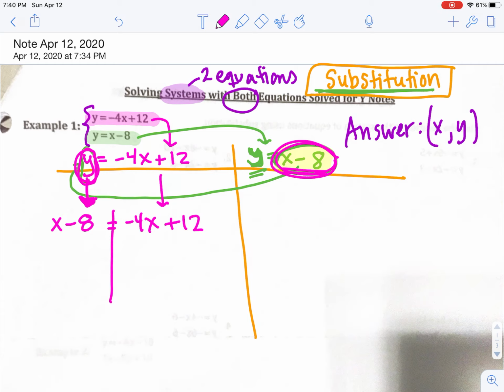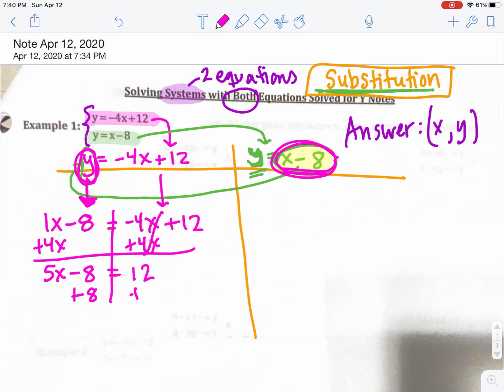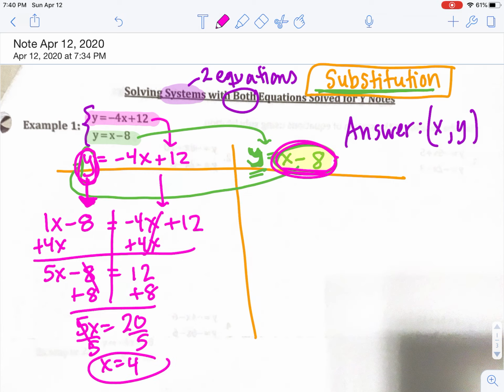So draw your line down the middle. Let's move our 4x to the other side by adding it. This is like 1x plus 4x. Bring everything else down. Move over the 8. We guys all know how to do this. 12 plus 8 is 20. Divide by 5. And x equals 4. Ta-da! But we're not done.